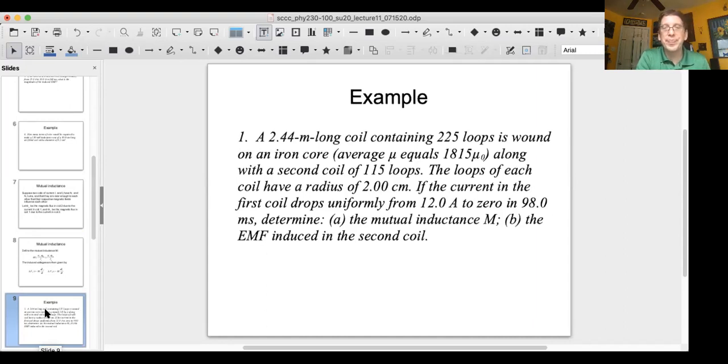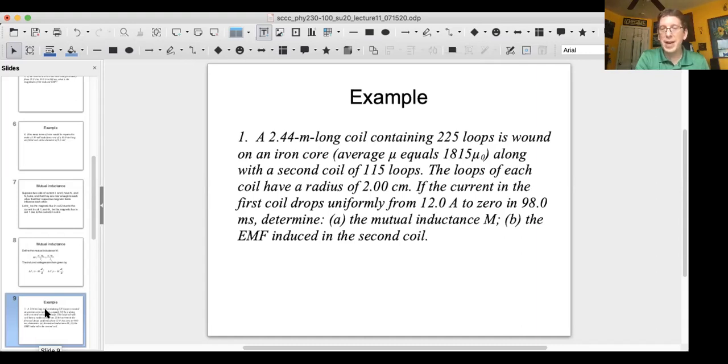So again, you put iron inside a coil of wire, you're greatly strengthening whatever magnetic field influences it. You're magnifying whatever magnetic field. In here, you're going to magnify the magnetic field by a factor of nearly 2,000. And you are going to magnify the inductance by that magnitude, 1,815. And then there's a second coil of 115 loops wrapped around the same iron core.